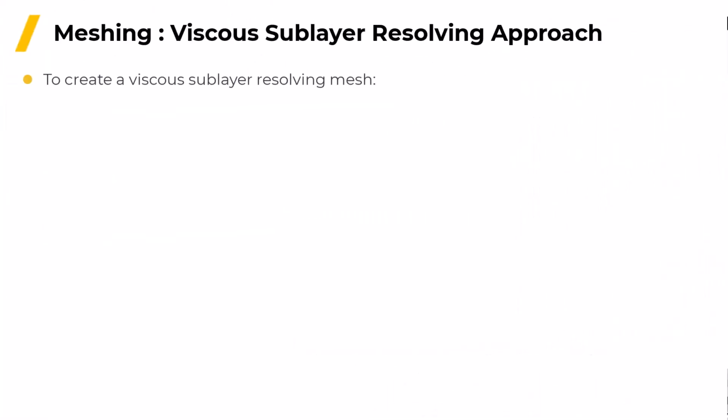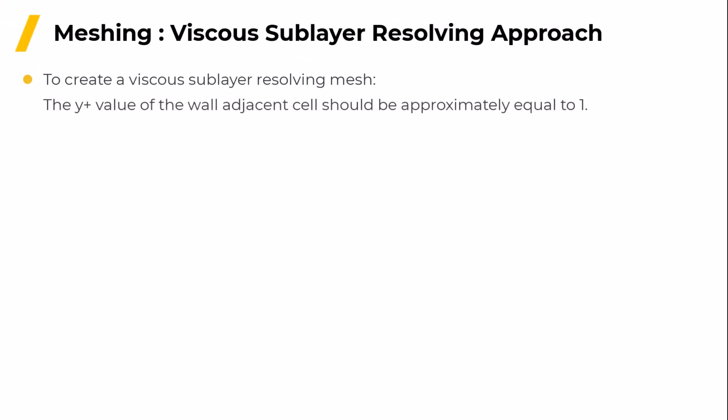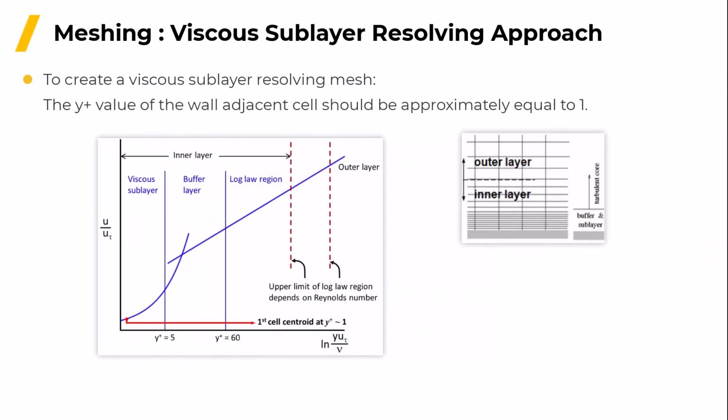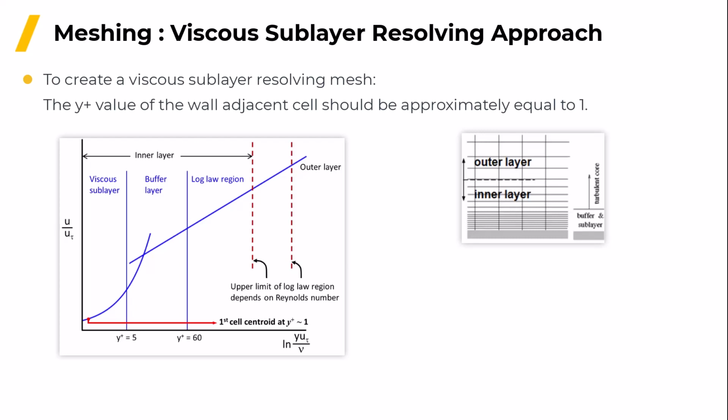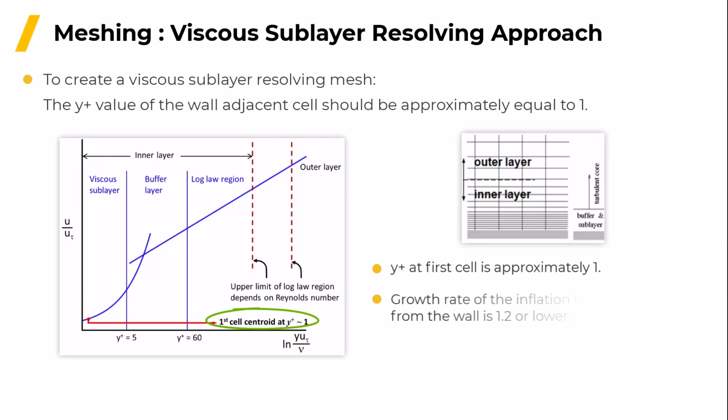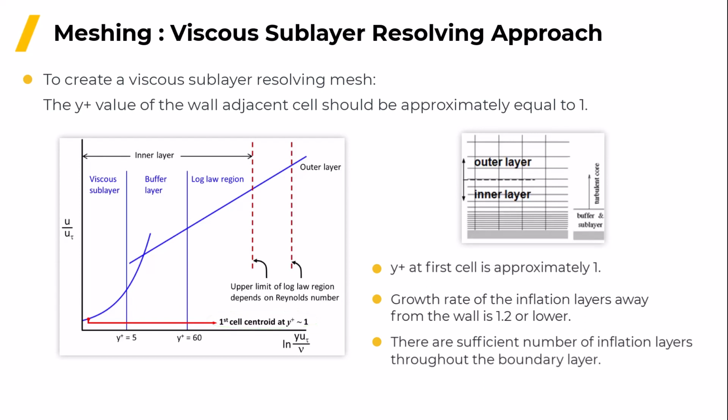To create a viscous sublayer resolving mesh, the Y+ value of the wall adjacent cell should be approximately equal to 1. However, you have to be careful in how you interpret this guideline, because Y+ equals 1 is not a magic formula. If Y+ of the first cell is approximately 1, and the growth rate of the inflation layers away from the wall is moderate, say 1.2 or lower, and there are a sufficient number of inflation layers from the wall throughout the boundary layer, then the CFD mesh will be suitable for resolving the gradients that are present in that region of the flow.